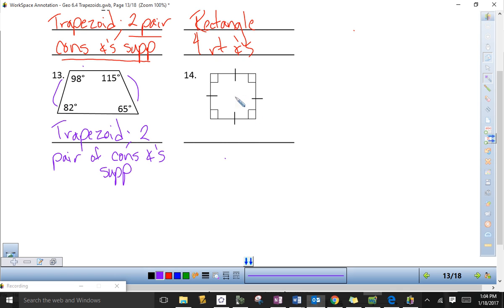Alright, hopefully this one screams square to you, but we have to be sure. We've got 4 right angles and 4 congruent sides. It is a square, and those are your reasonings. 4 right angles and 4 congruent sides. You have to have both.